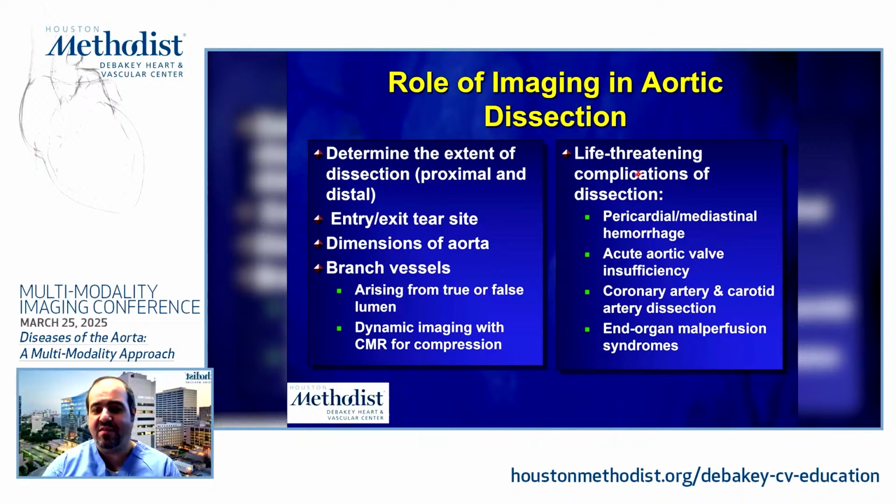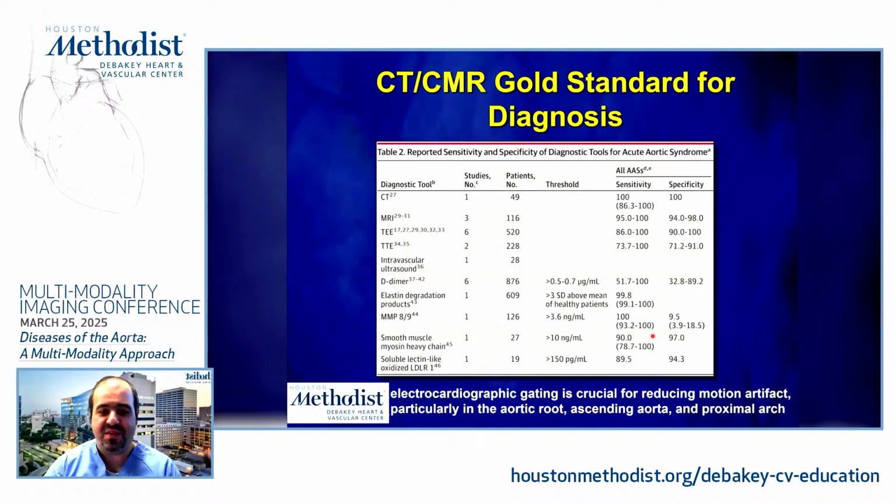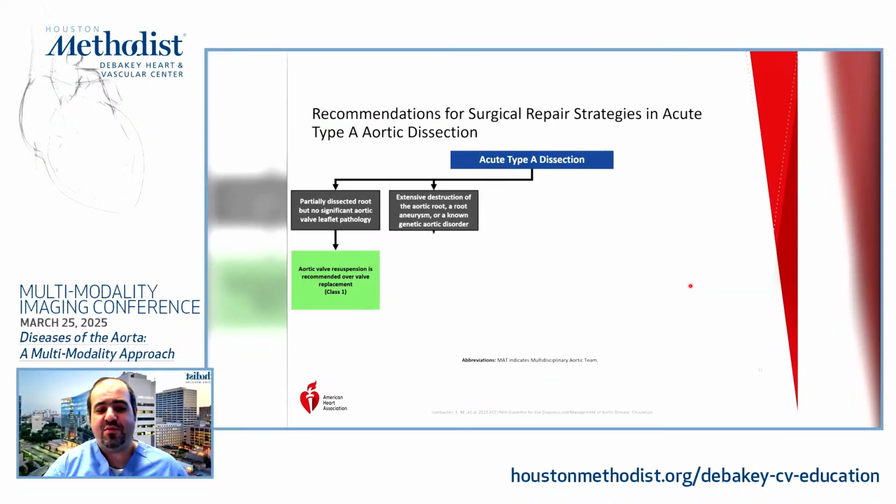The life-threatening complications of dissection include pericardial hematoma or mediastinal hemorrhage, acute aortic valve regurgitation, coronary artery or carotid artery dissection, and malperfusion syndromes. CT versus CMR both provide an excellent gold standard, with very high sensitivity and specificity approaching 99 to 100%. Remember also that D-dimer can be used, with, I would say, modest sensitivity and modest specificity for patients with acute aortic syndrome.